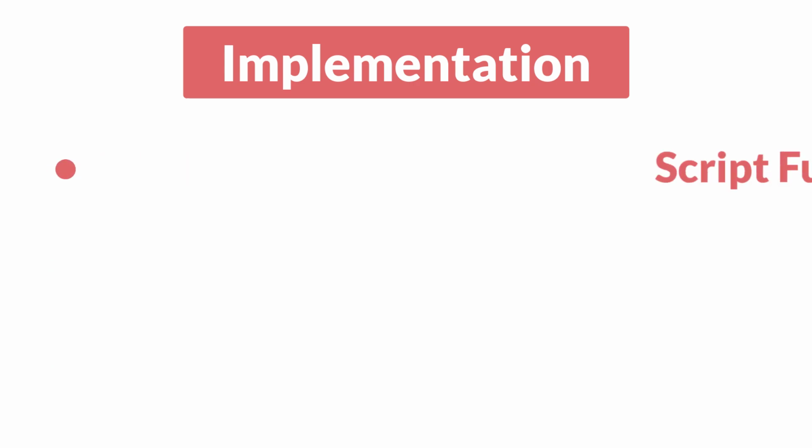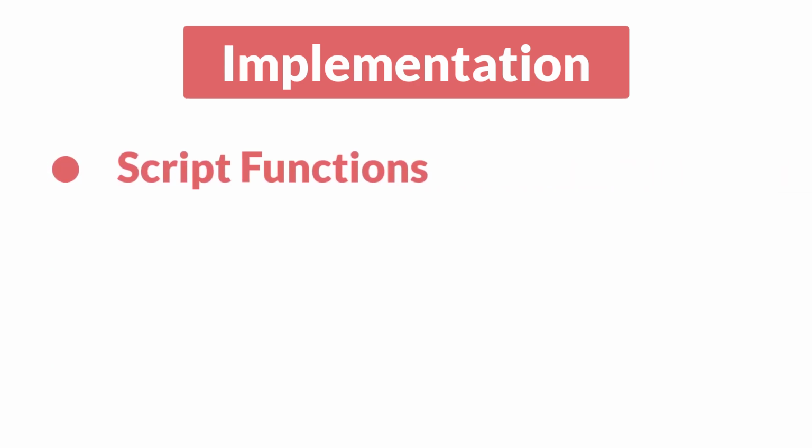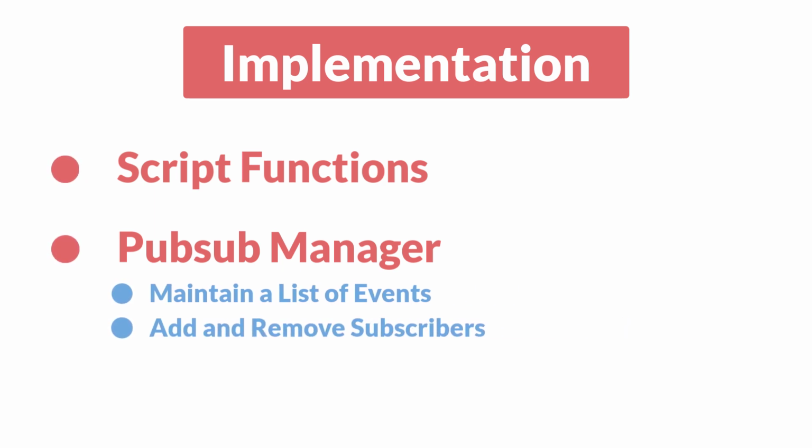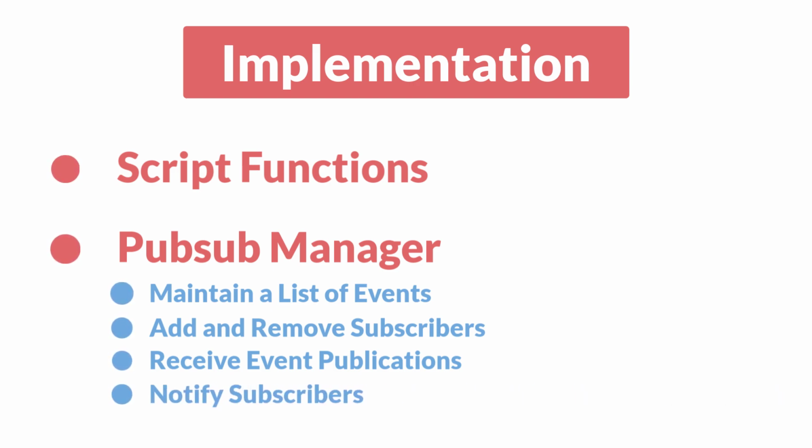For this to work, we will need a set of scripts that allow objects to publish and subscribe and unsubscribe, and a pub/sub manager that can maintain a list of events, add subscribers to and remove subscribers from an event, receive publications of an event, and notify subscribers when their event has occurred. So let's switch over to GameMaker.